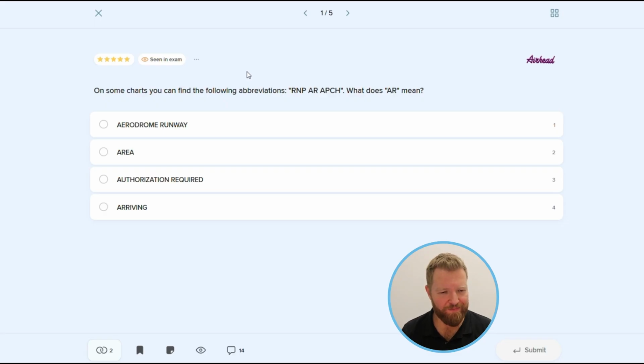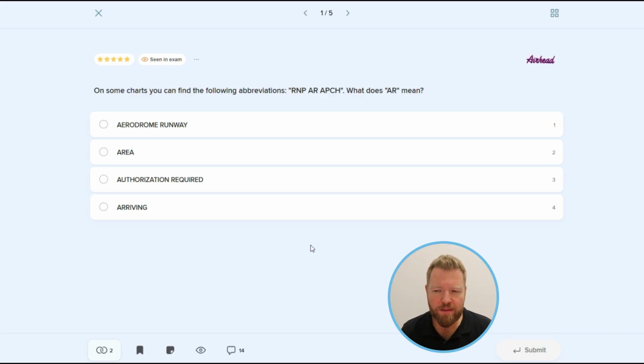Question number 1. On some charts you can find the following abbreviations: RNP, AR approach. What does AR mean? Aerodrome runway, area, authorization required, or arriving. Okay, so AR means authorization required. And that means that to perform this approach, the crew, the aircraft, and the operator have to be authorized to perform such a type of approach.